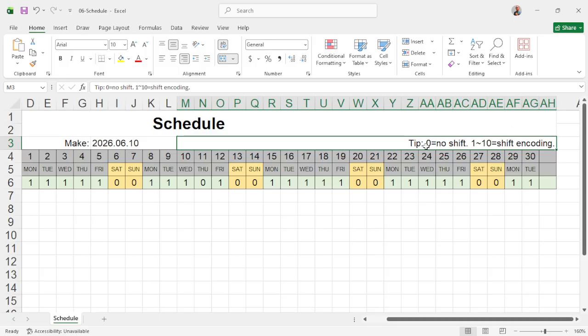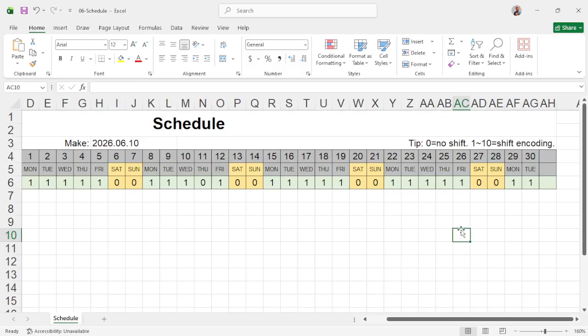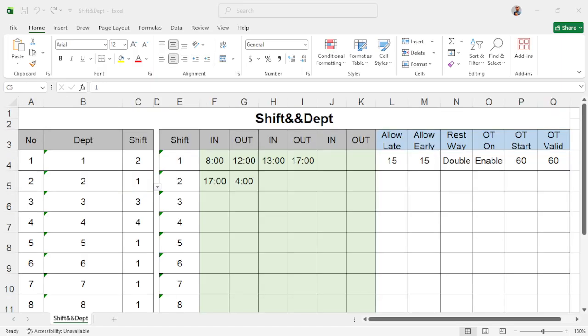This tip says 0 is no shift, and 1 to 10 is shift encoding. So what 0 means is that this person is not supposed to work on this particular day. As we were setting up the shifts table, if you recall well, there was a point where we said you have to set whether your people are going to rest on Saturday, Sunday, or are they going to rest on both days?